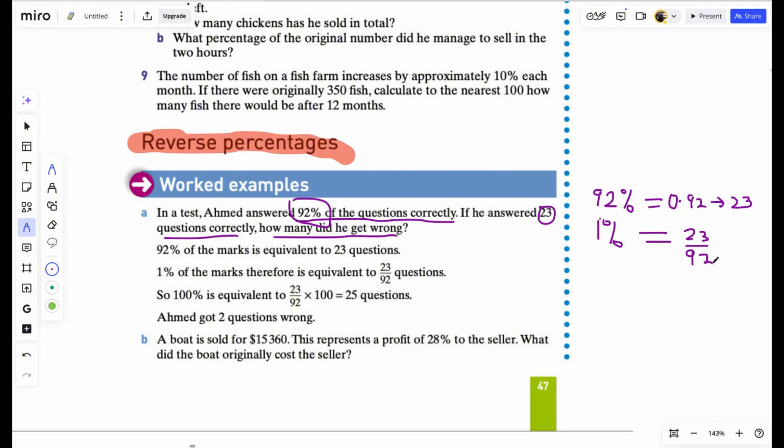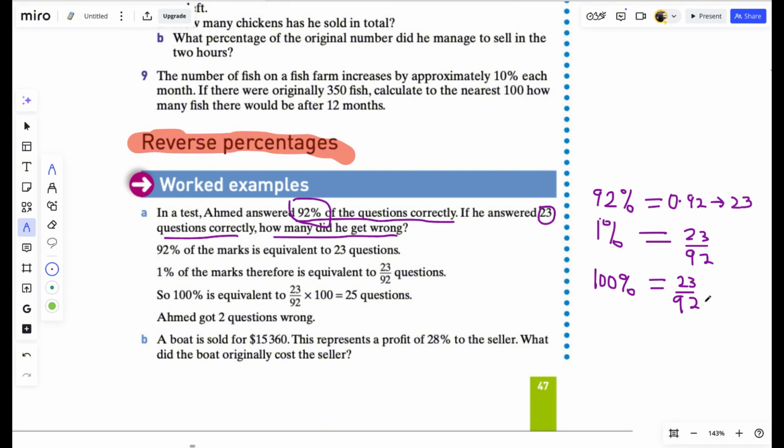Then 100%, remember 100% is the whole questions in the exam. 100% will be what? All the number of questions that we are given in the exam. So we want to find the total number of questions in the exam which represents the 100% if you got 92% correct. So 100% will be whatever you have here times 100. You say 23 over 92 times 100.